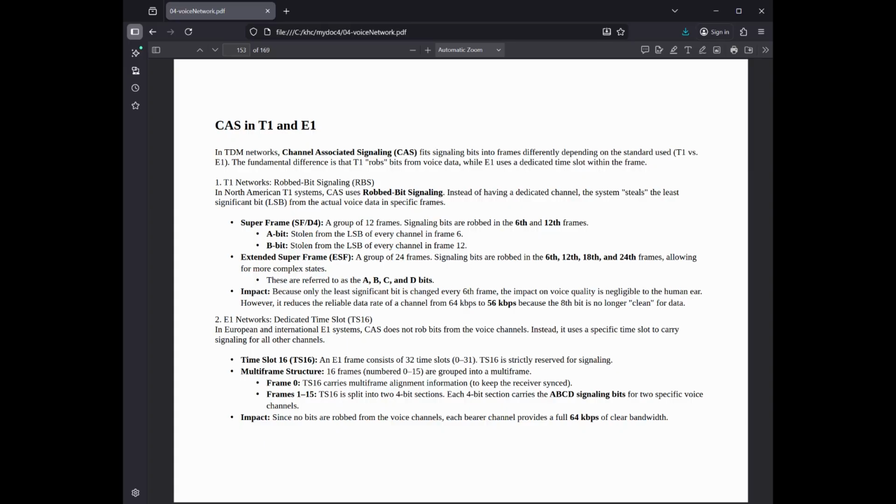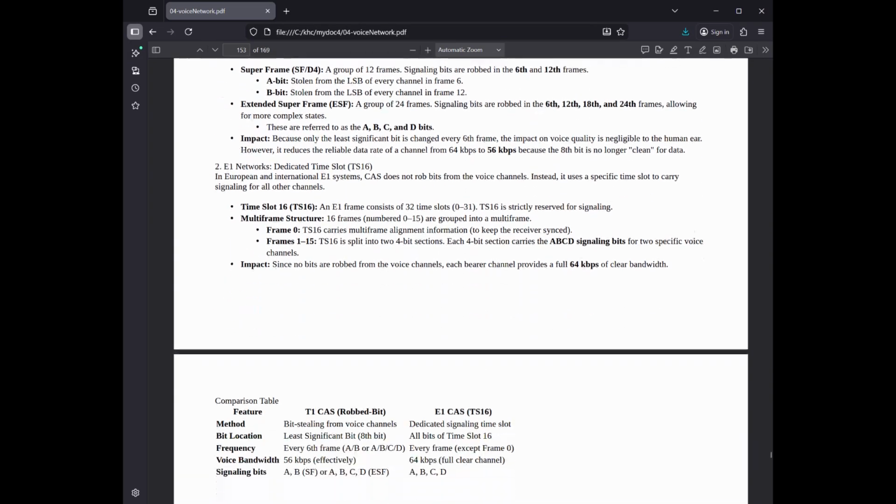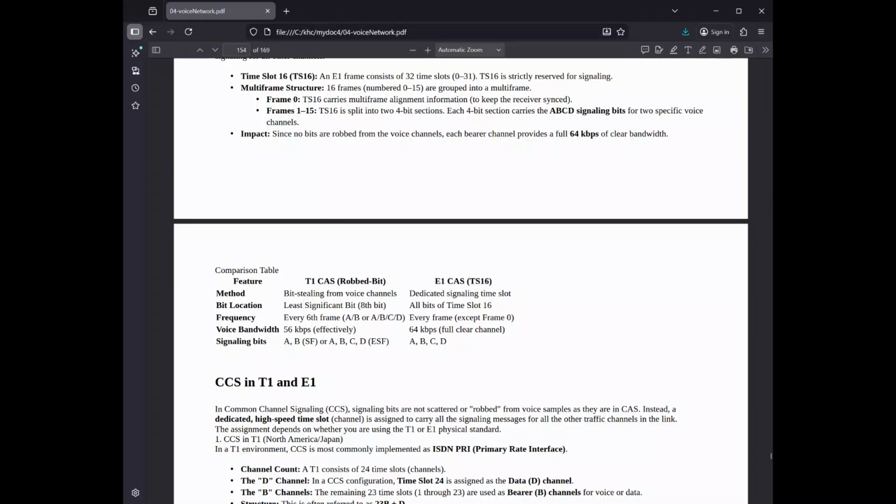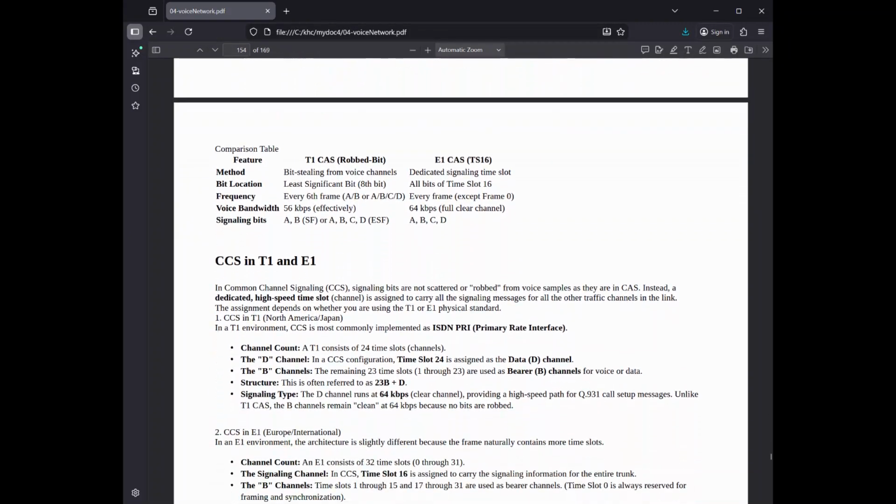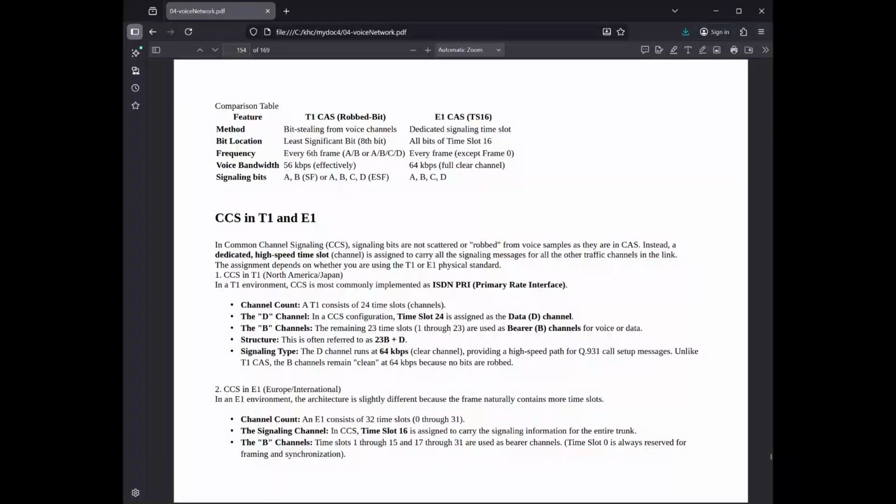Comparison table. Feature: T1 CAS, robbed bit; E1 CAS, TS16. Method: bit stealing from voice channels; dedicated signaling time slot. Bit location: least significant bit, 8th bit; all bits of time slot 16. Frequency: every 6th frame; every frame, except frame 0. Voice bandwidth: 56 kbps effectively; 64 kbps full clear channel. Signaling bits: A, B for SF, or A, B, C, D for ESF; A, B, C, D.